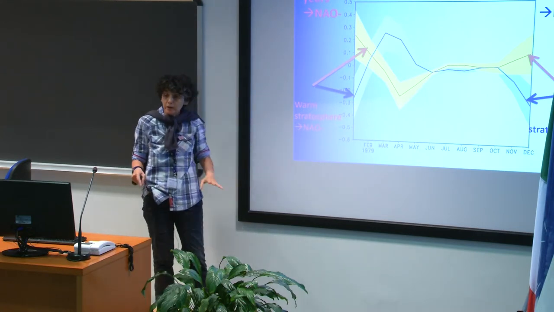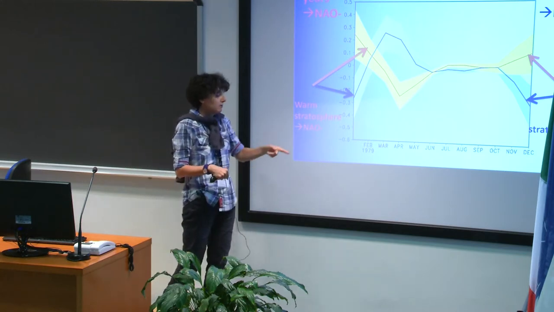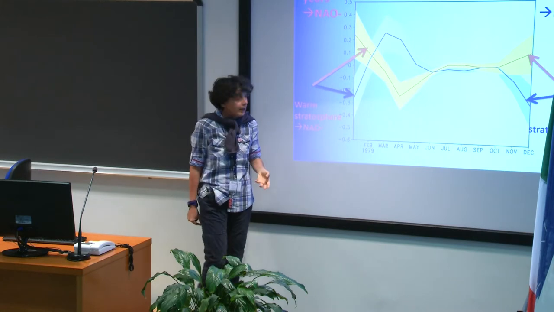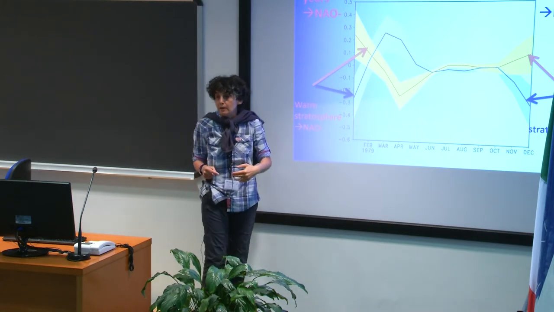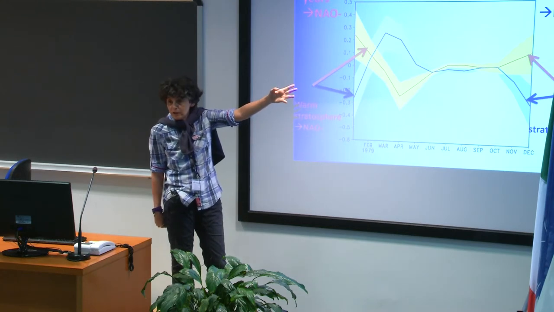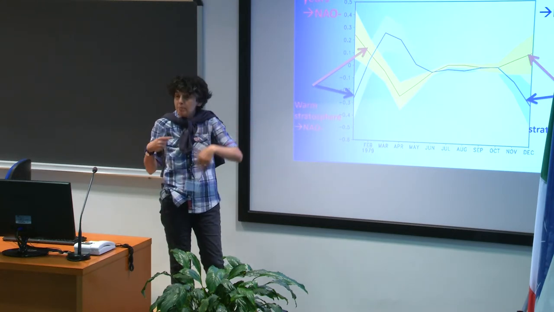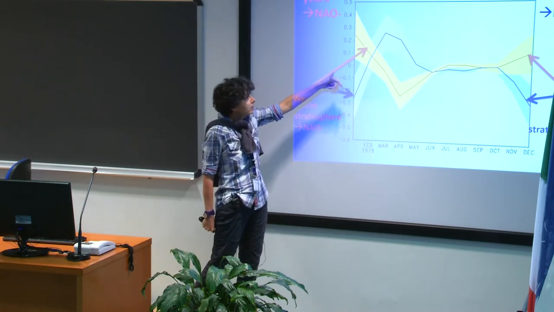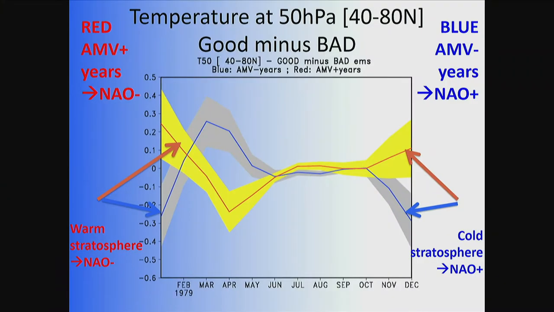a colder stratosphere, which is more related to an intensification of the vortex, so basically positive NAO, which when this is in phase with a negative phase of AMV can amplify this signal. And the same the other way around for the NAO negative.